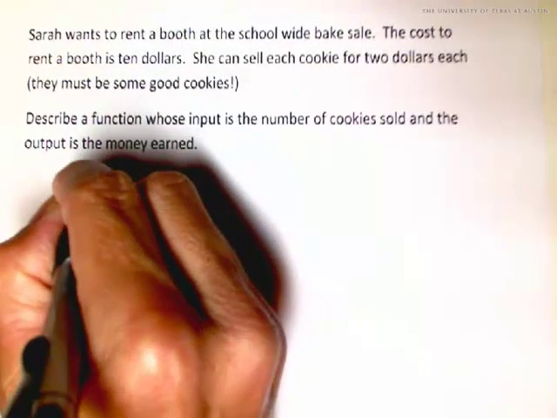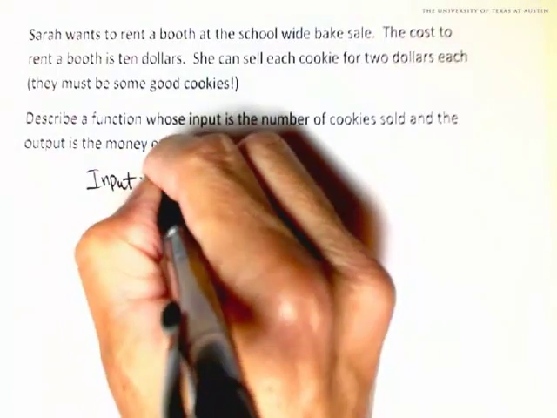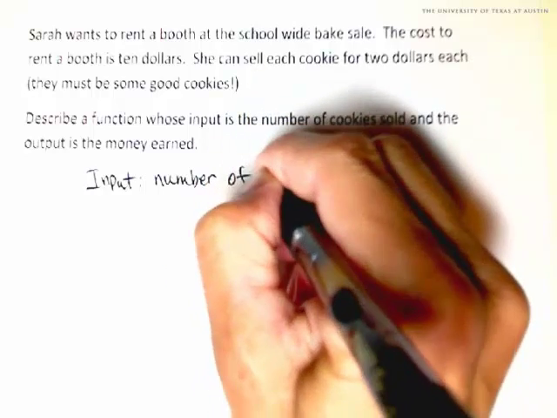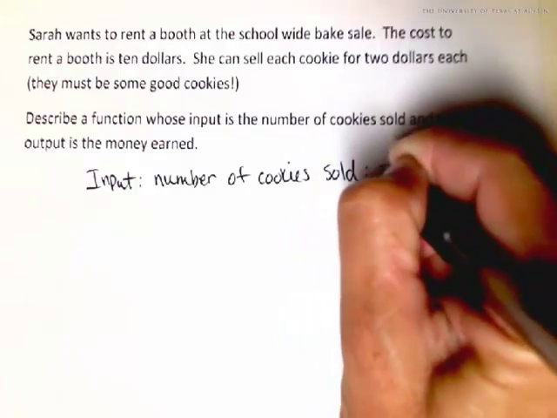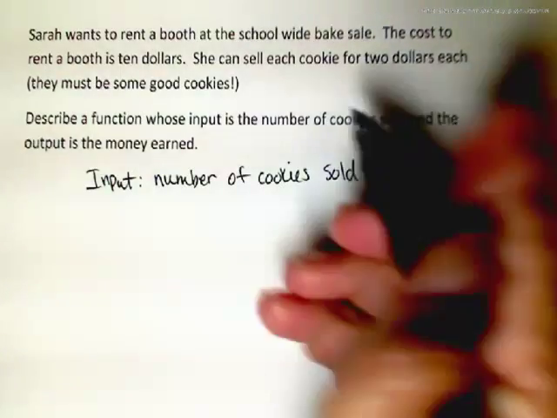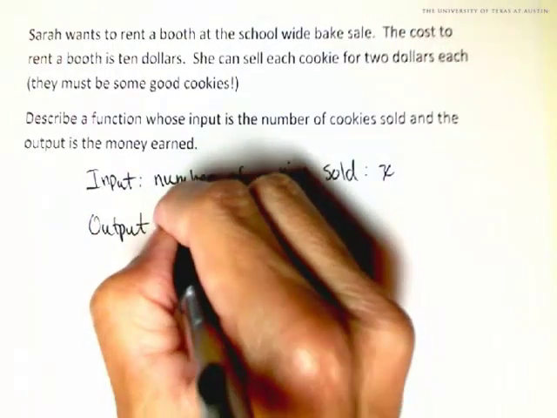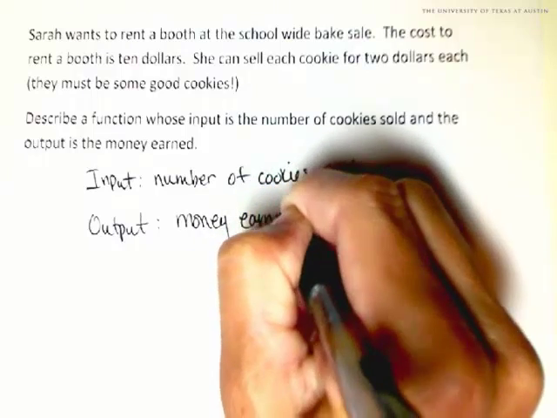So let's write that down. Input is the number of cookies sold. So let's give it a variable name. Number of cookies sold, we'll say x. And the output is going to be money earned.